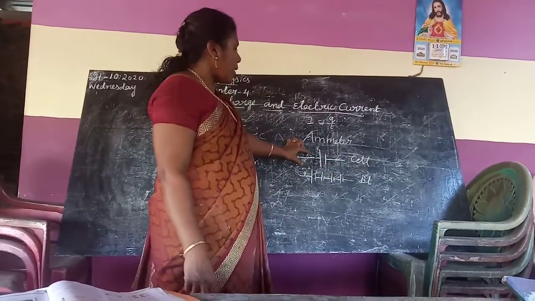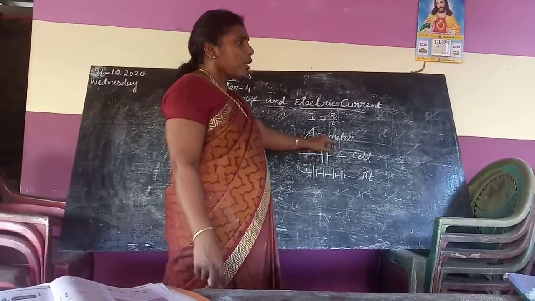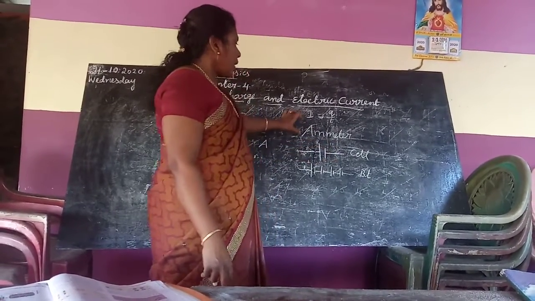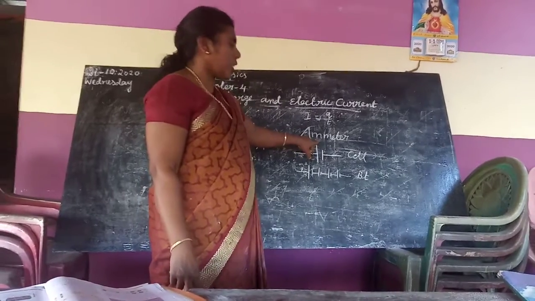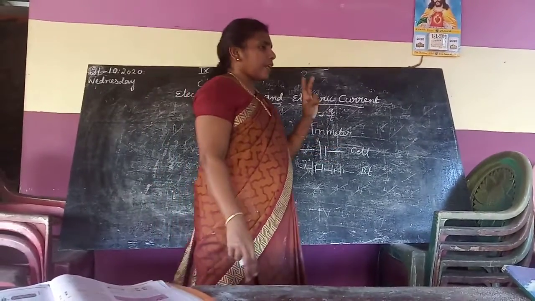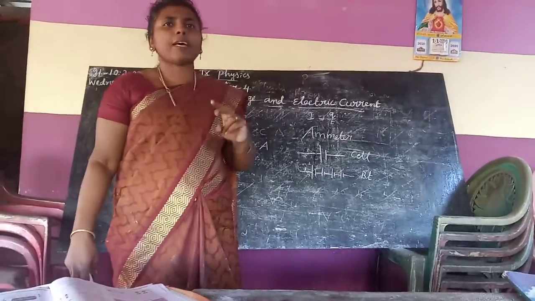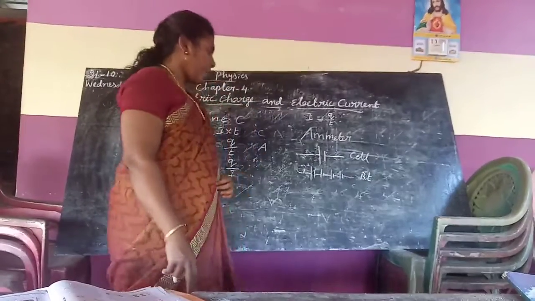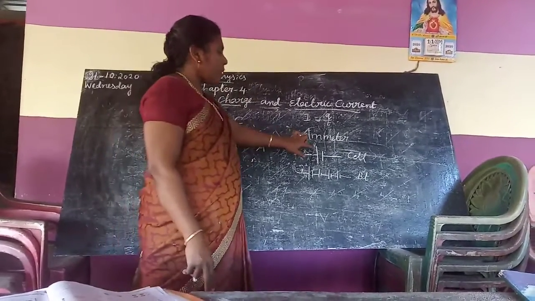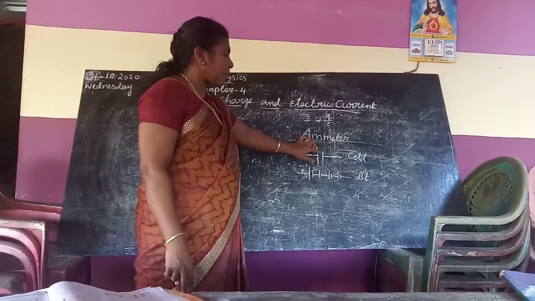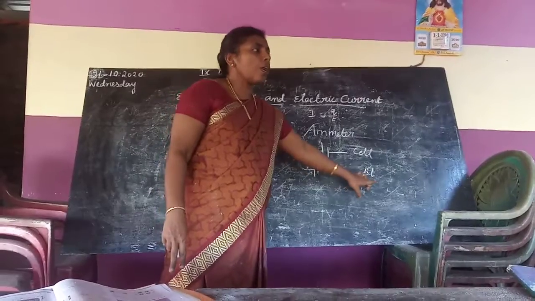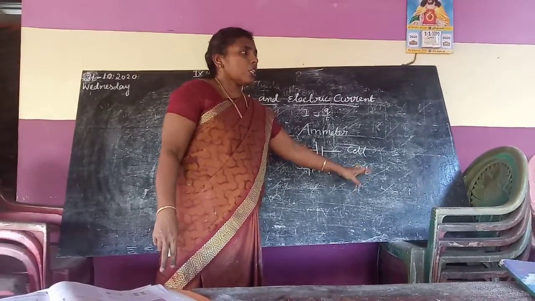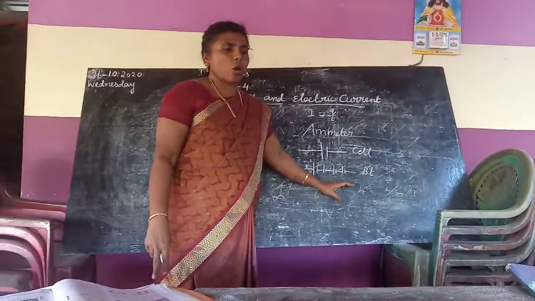The current passes from the positive terminal to the negative terminal. How do we measure the electric current? By using an ammeter. The cell has two terminals, positive and negative. The positive terminal is mentioned as a big line and the negative terminal as a small line. The combination of cells is called a battery.